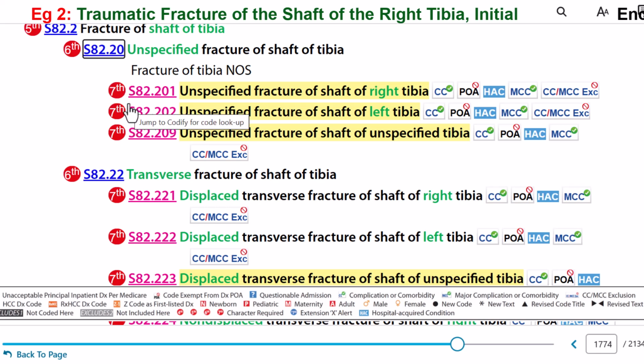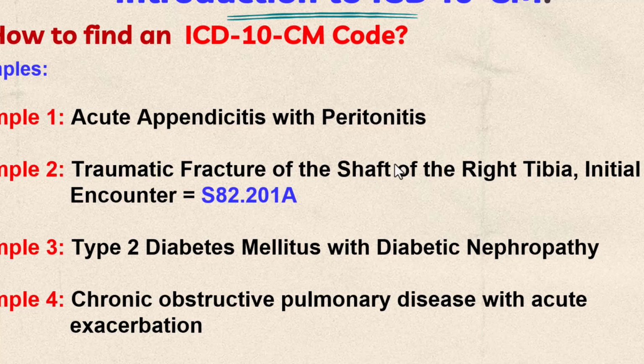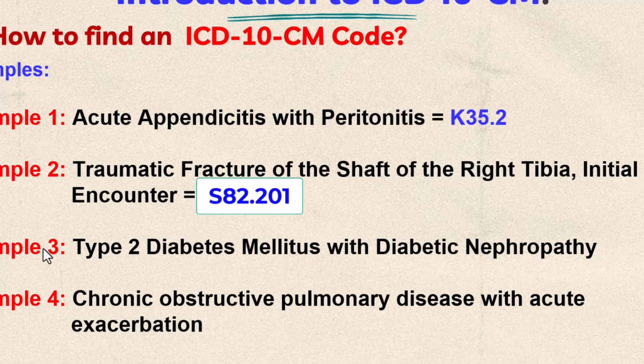So when you count the code, 1, 2, 3, 4, 5, 6. So 6 digits already there. So the 7th digit you have to use as the initial encounter, so you have to put A. If it comes with only 5 digits, you have to put the X for the 6th digit place. Then you have to put A. So for traumatic fracture of shaft of the right tibia, initial encounter, the correct code will be S82.201A. Let's go to the third example, that is type 2 diabetes mellitus with diabetic nephropathy.